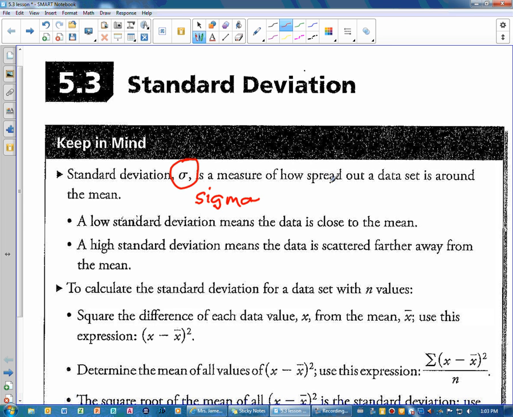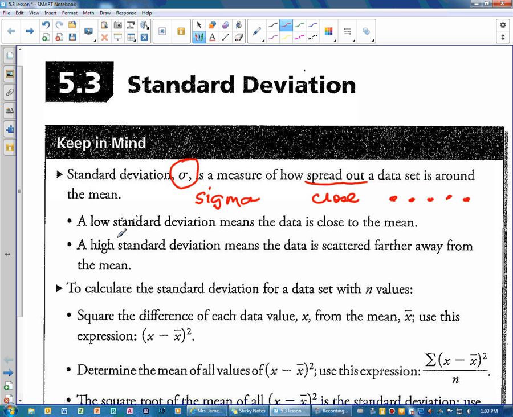Actually, to me it makes a little more sense to think in terms of how close a data set is around the mean. If you've got a bunch of numbers in a set and you figure out the mean, or the average, the standard deviation is how close those numbers are to the mean. How close are they to the middle?